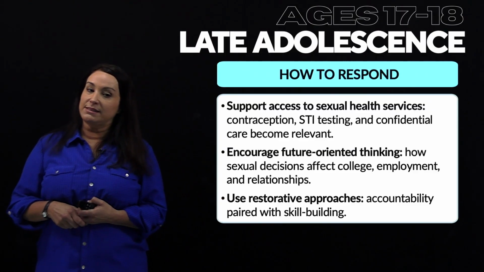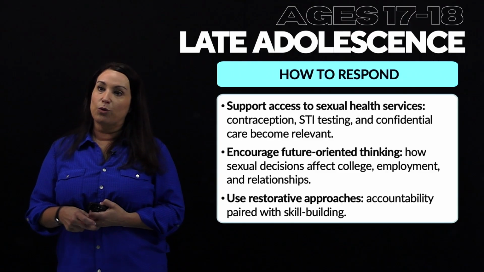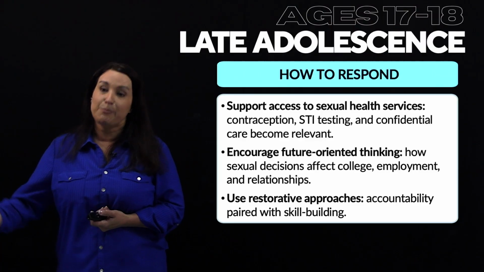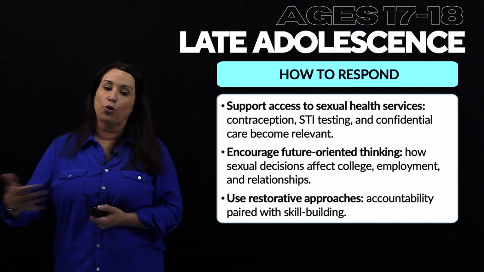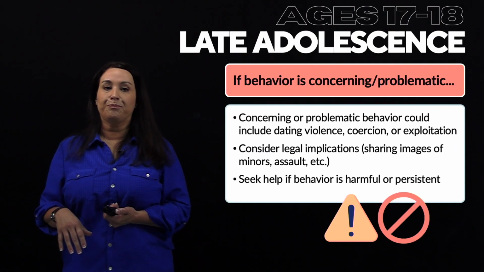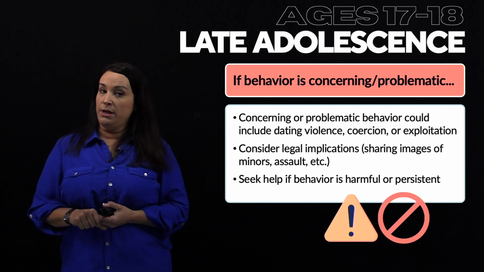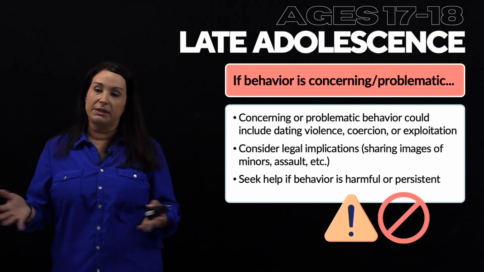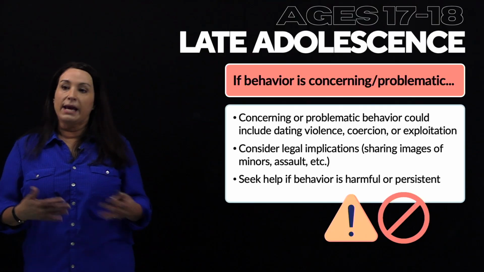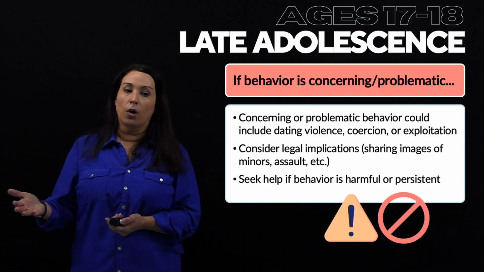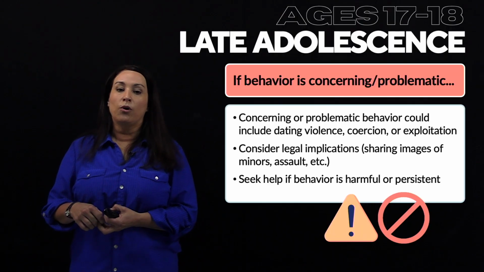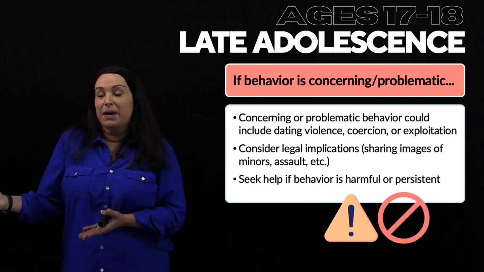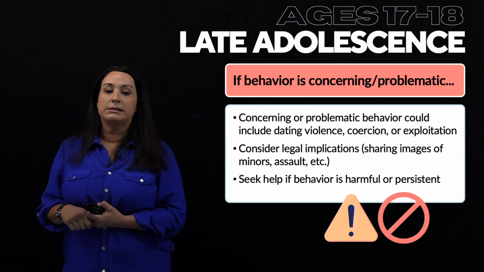Use restorative practices, so some accountability where they are responsible for their actions, paired with skill building: how to create a healthy relationship, and how to set boundaries with someone who is trying to encroach upon yours. If behavior is concerning or problematic, this would include things like dating violence. Of course, this seems obvious, right? Coercion, exploitation for money or for status, for example. Consider legal implications, as some behaviors might need to be reported to the police.